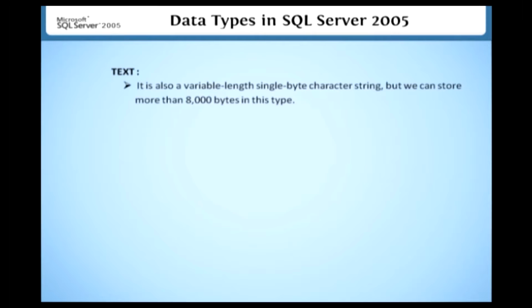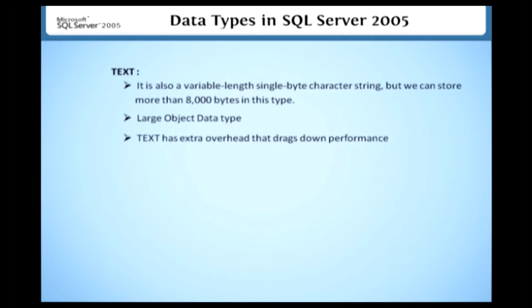The text data type. It is also a variable length single byte character string, but we can store more than 8,000 bytes in this type. In SQL Server 2005, this data type is a large object data type. Text has extra overhead that drags down performance. Therefore, the use of the text data type is not encouraged.